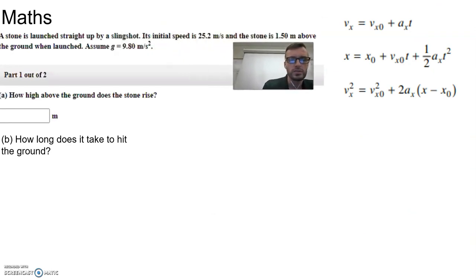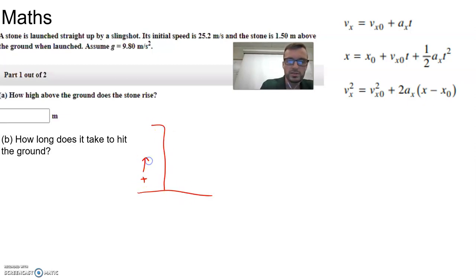If a stone is launched straight up by a slingshot, how high above the ground would the stone rise, and how long does it take to hit the ground? Okay, so here we go. Now, we have to do our same thing. We have to establish our coordinate system. So we have to say, where's 0, what's up, all that kind of stuff.